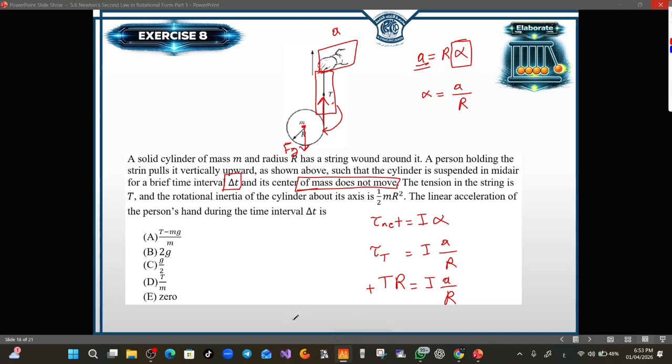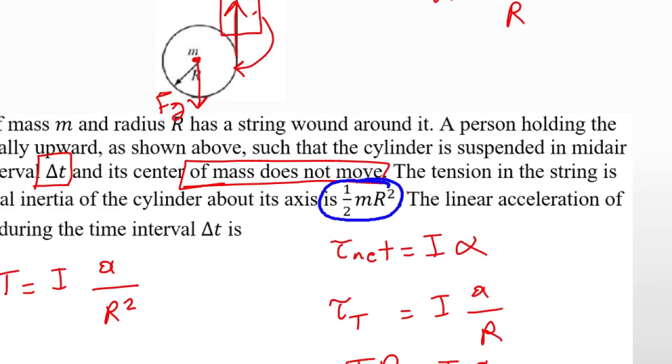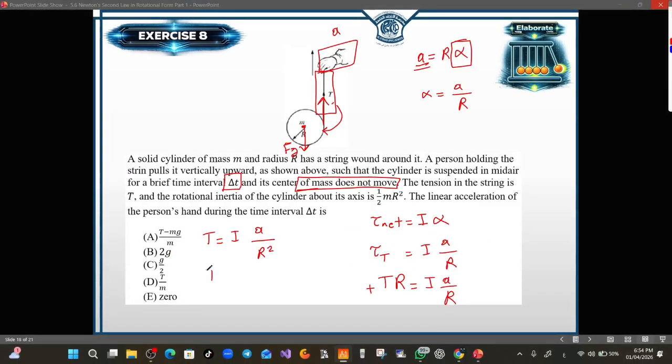Now, we can multiply both sides by R, and we will get I A over R squared. Also I is given here as half mr squared. Now R squared with R squared cancels out, so the acceleration now is 2T over mass.